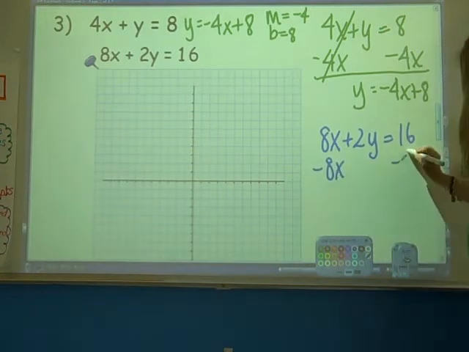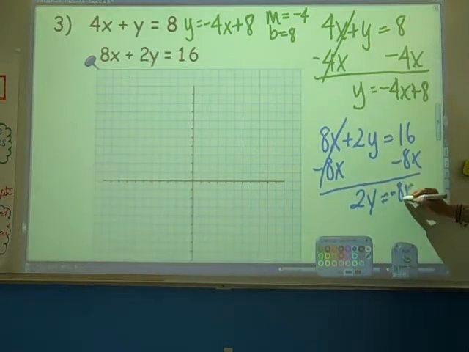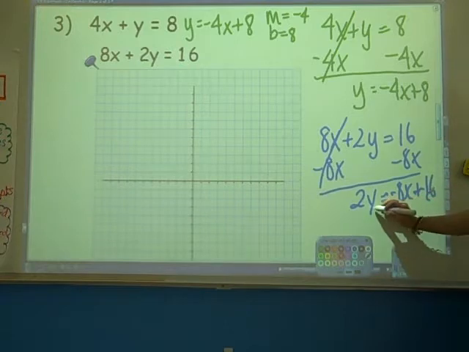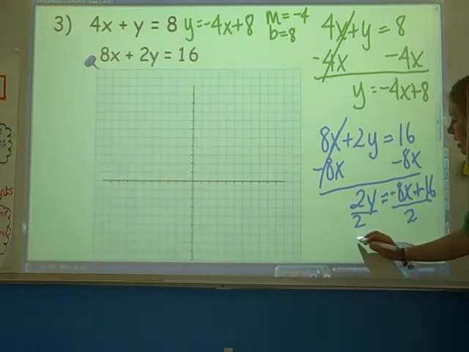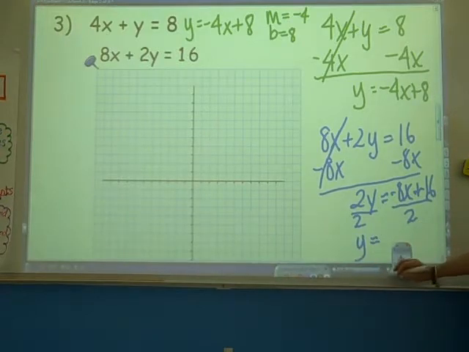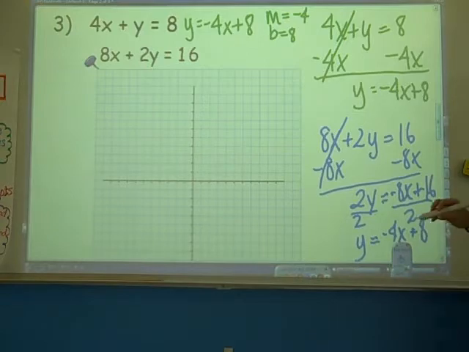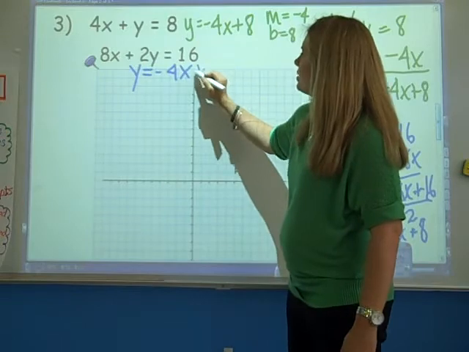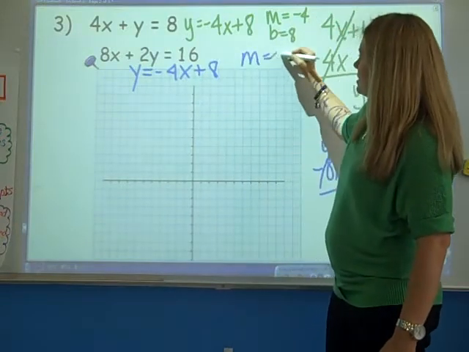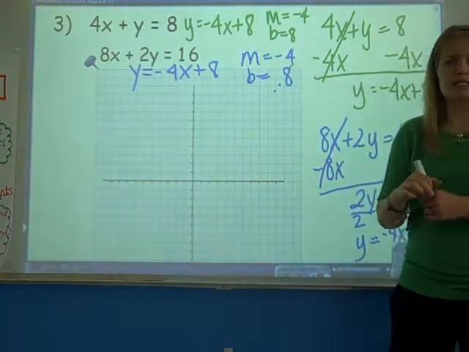Subtract 8x from both sides. 2y equals negative 8x plus 16. Divide this whole thing by 2, or each of the terms. Y equals negative 8 divided by 2 is negative 4x. 16 divided by 2 is a positive 8. So I get over here y equals negative 4x plus 8. My m is negative 4. My b is 8. You should kind of see something.